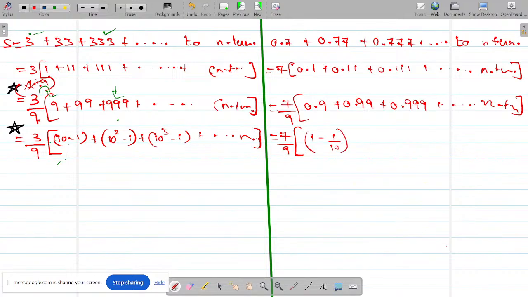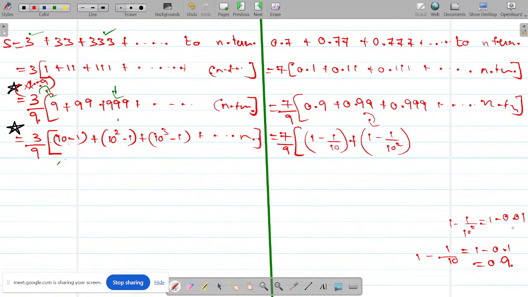What is 1 minus 1 by 10? 1 minus 0.1 will get 0.9, right? Next term, 1 minus 1 by 10 square. What will you get? 1 minus 1 by 10 square is 1 minus 0.01. 1 divided by 100, 0.01. So this will be 0.99. Yes, next one, 1 minus 1 by 10 power 3. So this will be as usual.